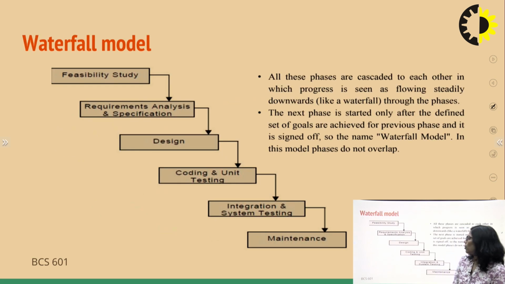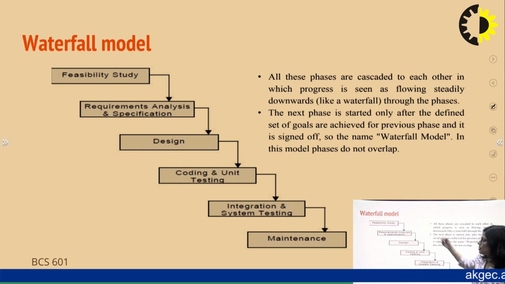Next is your waterfall model. As you can see, there are all those steps that we have learned so far. That is feasibility, requirements, designing, implementation, testing, and the maintenance. So these are the steps. And the first step is a feasibility study, in which we try to find out whether the software that we are undertaking is feasible or not, whether we will be able to construct that software or not.